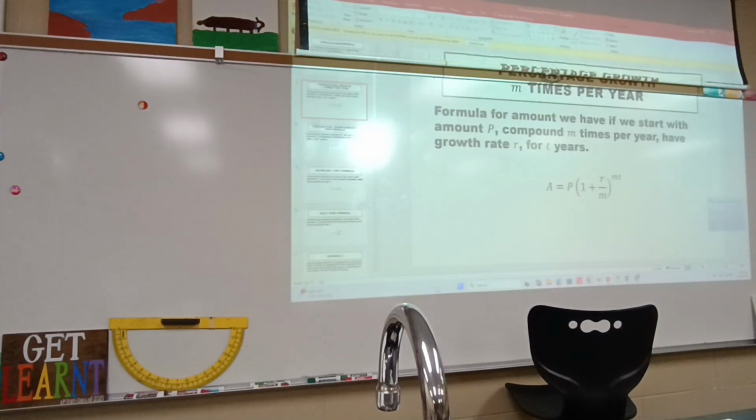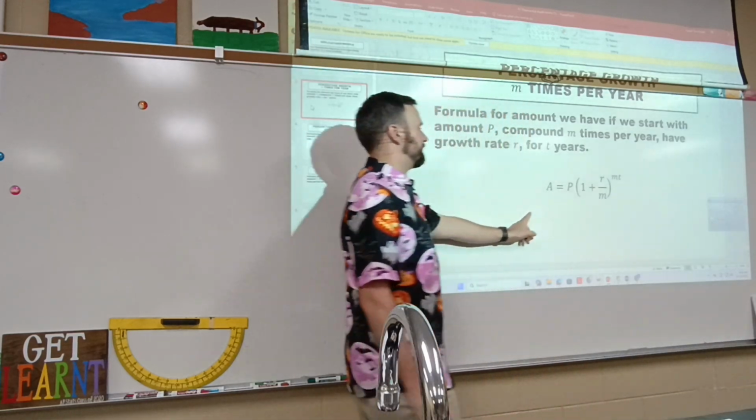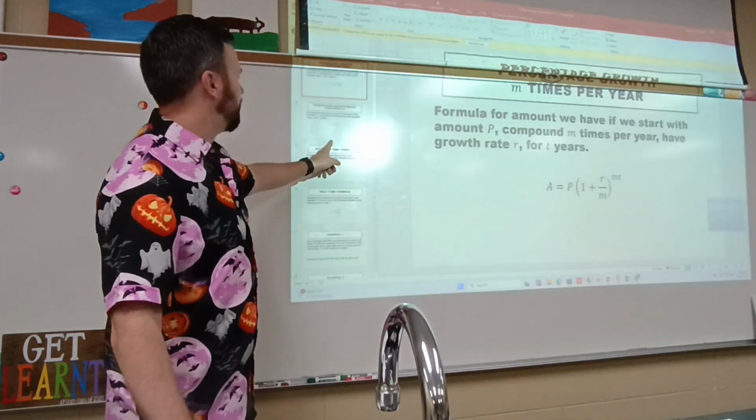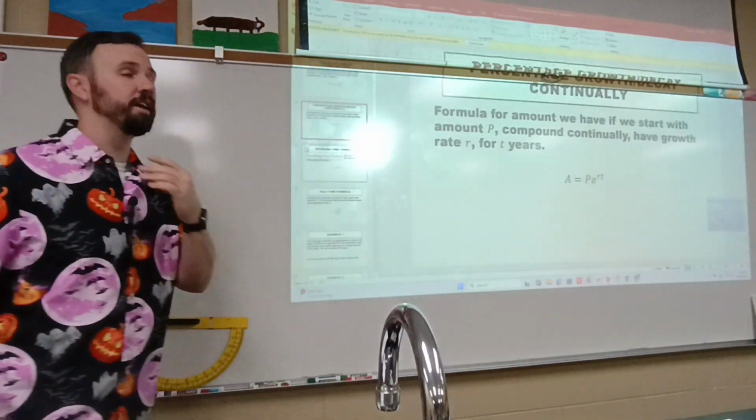Some of these we already talked about, correct? Like that one we did with the compound interest. We did continuous interest, which is when you're using P times e to the rt, right?